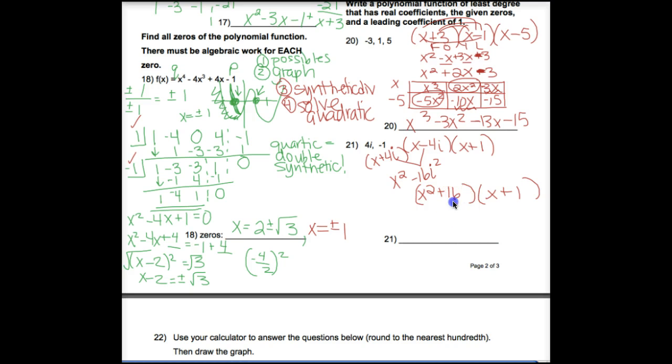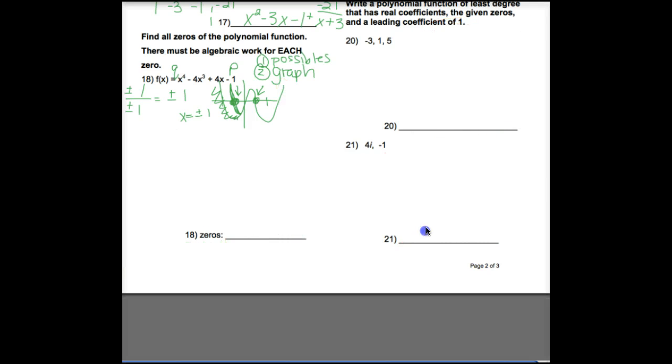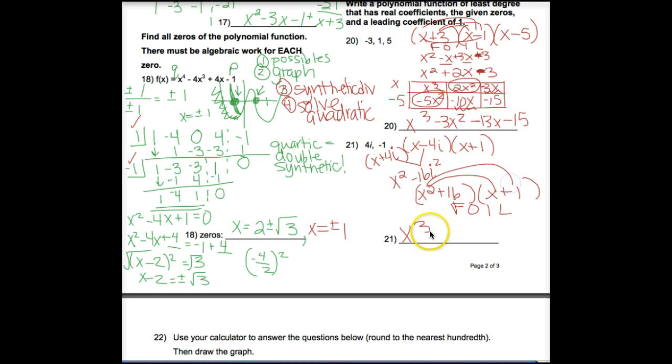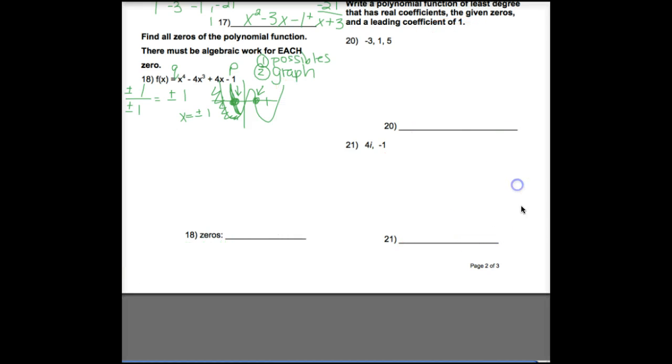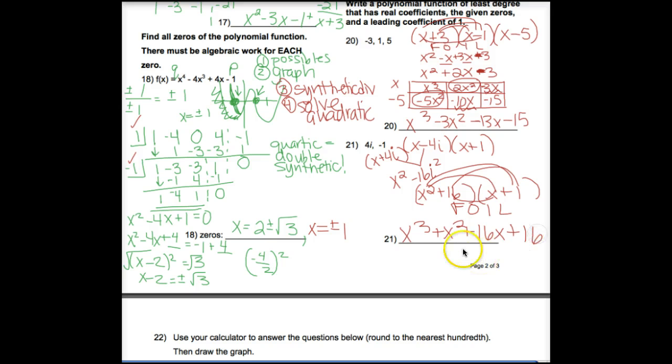Now you can FOIL that. So x squared times x is x cubed. X squared times 1 is x squared. 16x and 16. There are no like terms here to combine, so that is my final answer.